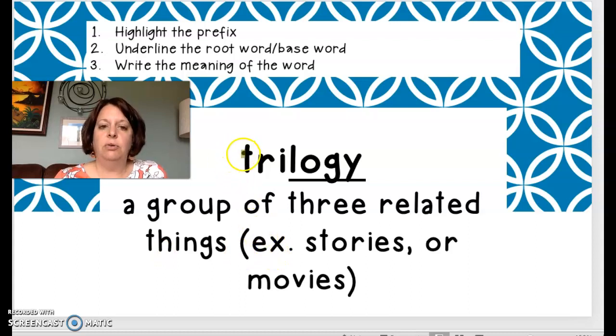Trilogy. Now, notice I'm saying trilogy, not trilogy. That's how it's pronounced, but you still see the tri there. So the word is trilogy. A trilogy is a group of 3 related things. A lot of times we'll think of a trilogy that could be 3 books in a row. So 3 stories all in a row written about the same kind of topic. Sometimes a movie comes in 3s and that would be called a trilogy. So tri means 3.